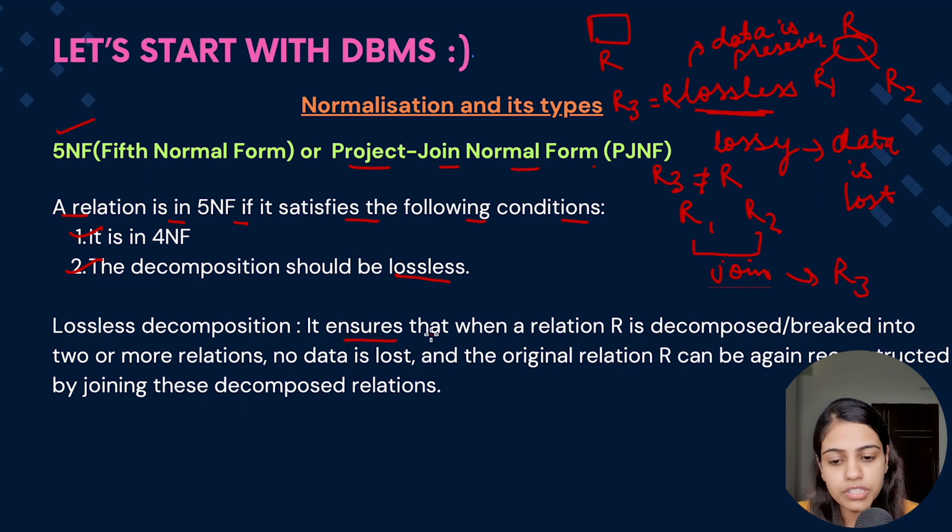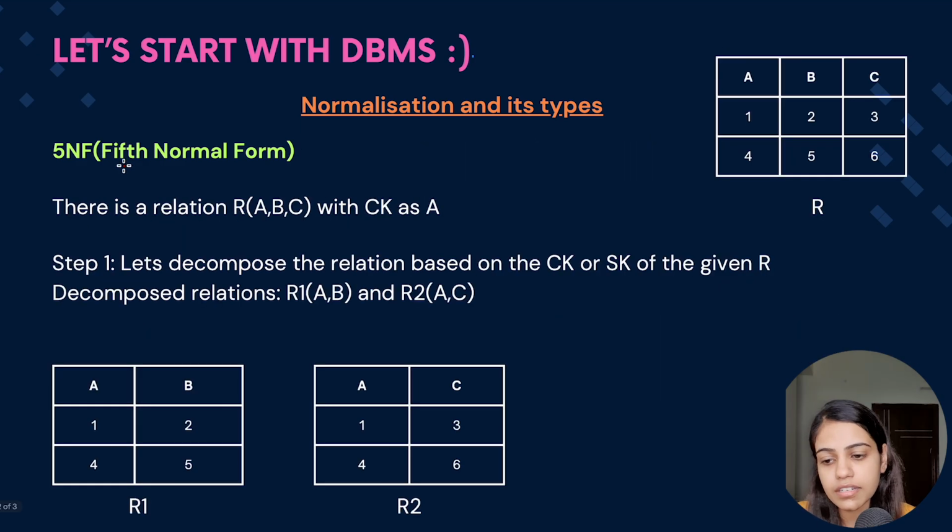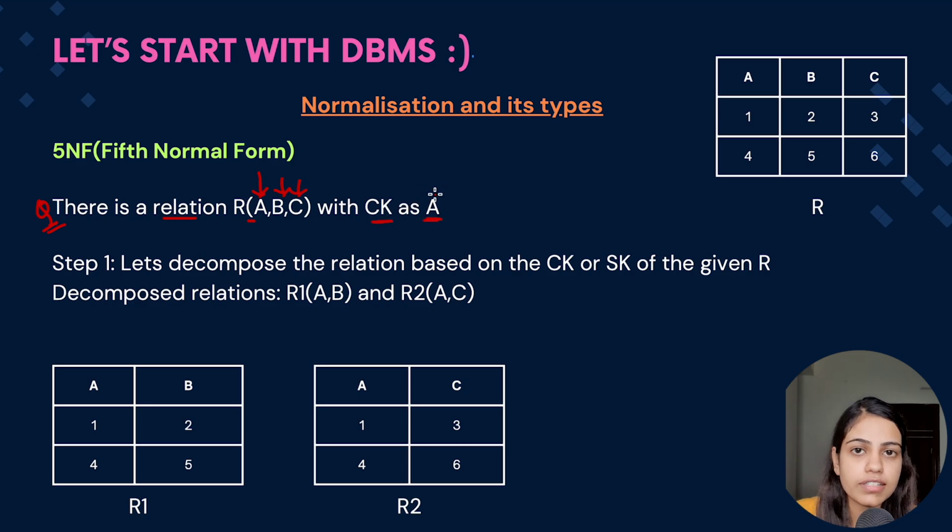Now lossless decomposition ensures that when a relation R is decomposed or broken into two or more relations, no data is lost, and the original relation R can be reconstructed by joining these decomposed relations, that is R3 is equal to R for lossless decomposition. Let's understand from an example. Consider that there is a relation R having attributes A, B and C, and the candidate key is A. Often in lossless decomposition, we decompose the table on the basis of the candidate key and make it a common attribute between both the decomposed relations.